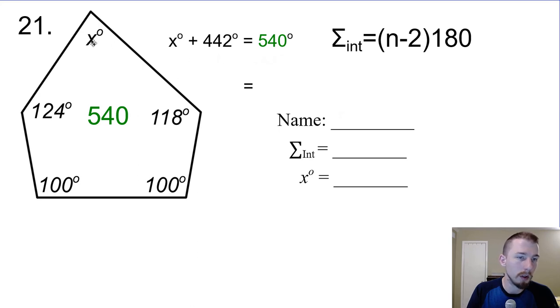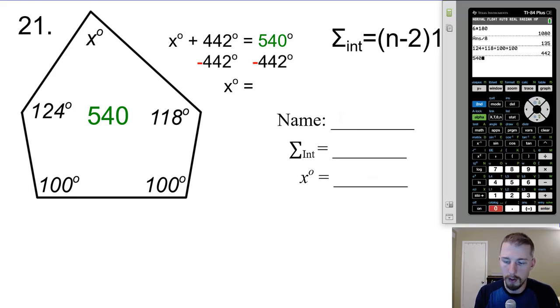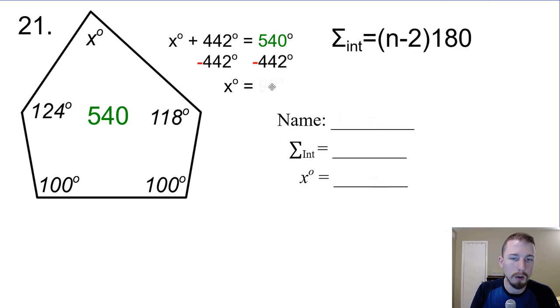Then to solve for the missing value of x, we're going to subtract 442 from both sides, which is going to leave us with, I'll do it here. So 540 minus 442, which is 98. So the missing angle x has to be equal to 98.